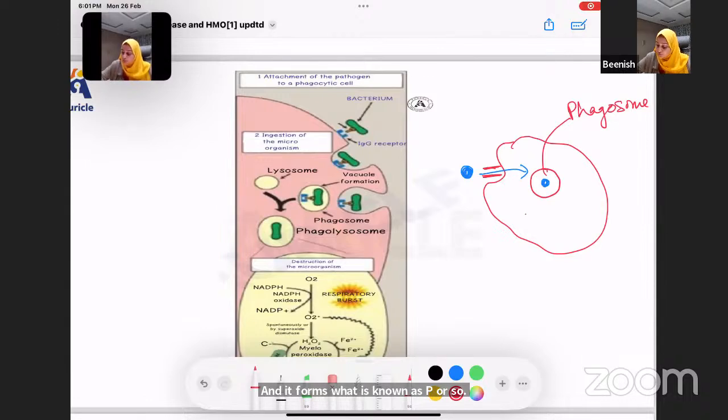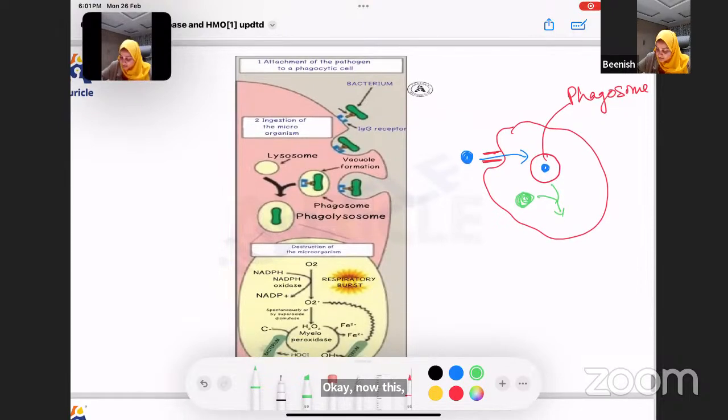Okay. Now this phagosome combines with the lysosome to form what is known as the phagolysosome.